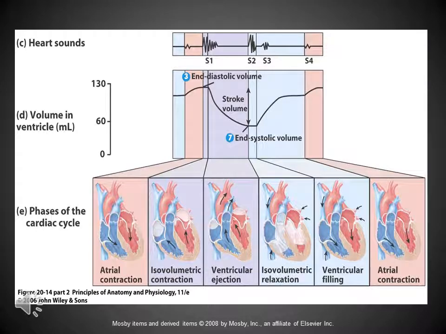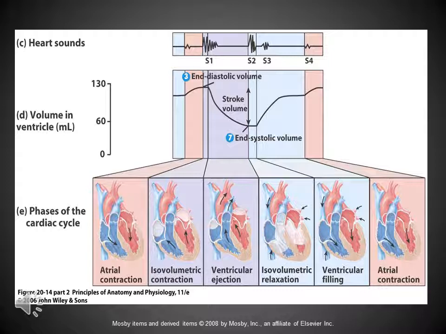This diagram from another book shows a lot of the processes that are involved in a cardiac cycle. If you look at the very bottom, E, phases of the cardiac cycle, it shows, number one, we're going to have atrial contraction. When we have atrial contraction, blood is being forced out of the atria down to the ventricles. Then we're going to have isovolumetric contraction. Iso means same, volumetric means volume. The same volume of blood is going to have to be pumped out of both the right ventricle and the left ventricle.